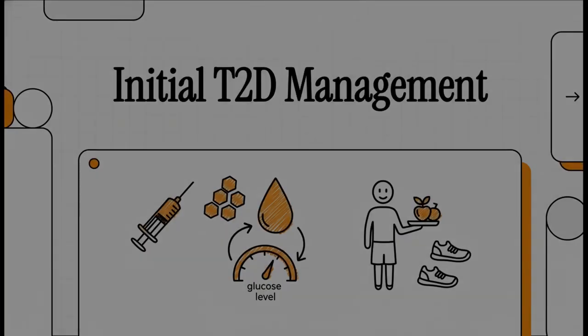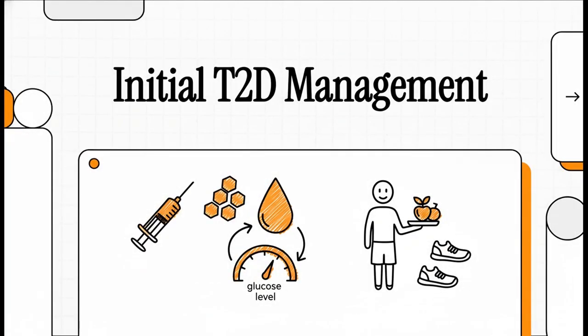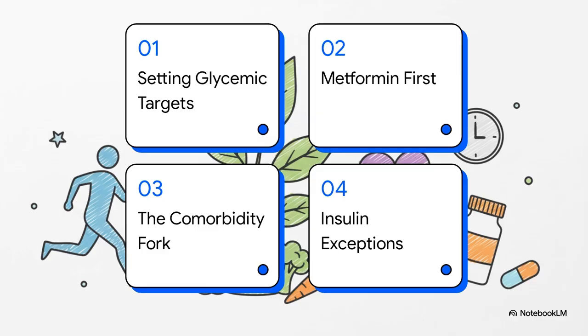All right, let's talk about the initial management of type 2 diabetes. What we're going to build today is a mental model, a high-yield framework that you can apply to pretty much any new patient who walks through the door. This isn't just about memorizing drugs, it's about having a clear strategy. So let's dive in. We're going to break this down into 4 simple steps.